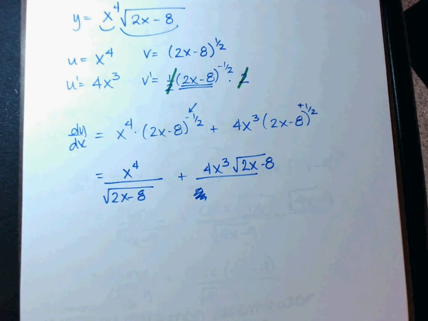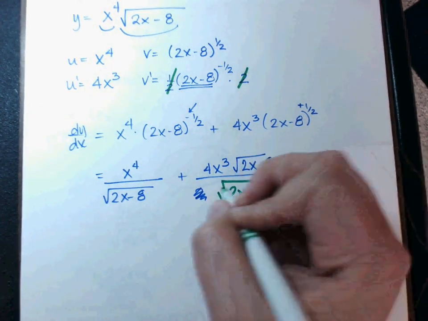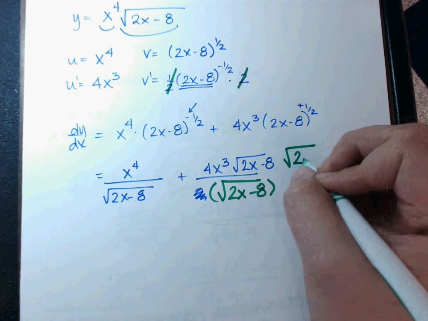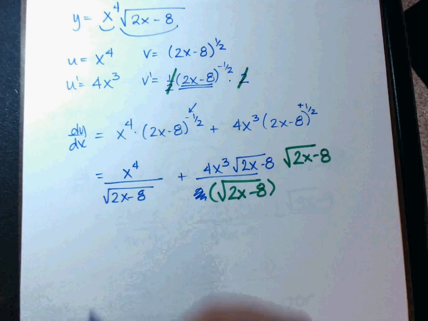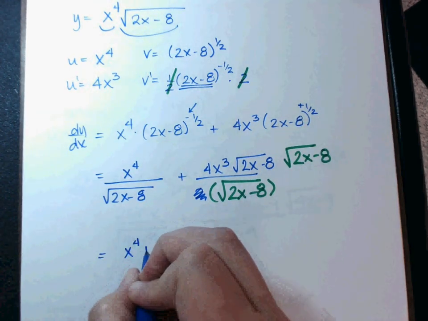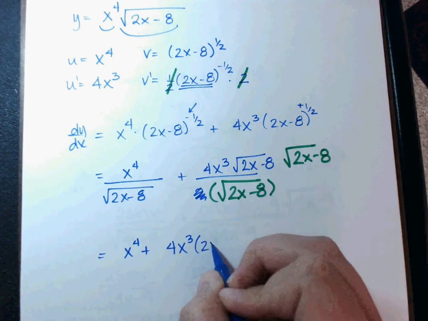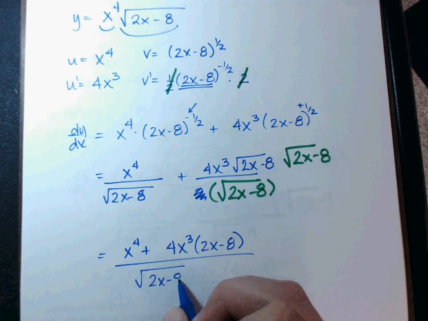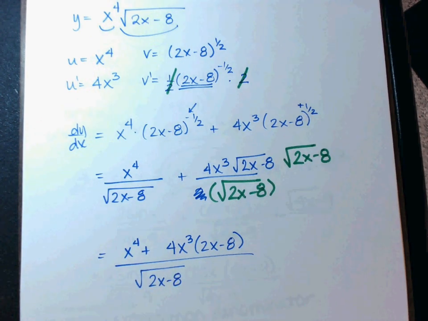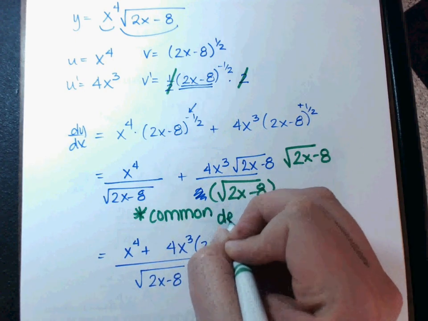Okay, from there we need to get a common denominator. So I'm going to multiply by 2x minus 8 and 2x minus 8. Okay, then from there I have equals x to the 4th plus 4x to the 3, and then 2x minus 8 gets to come out of the square root. Okay, so I kind of skipped that middle step here, but since these are the same, I already have my common denominator at that point.